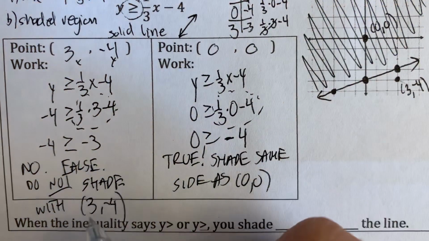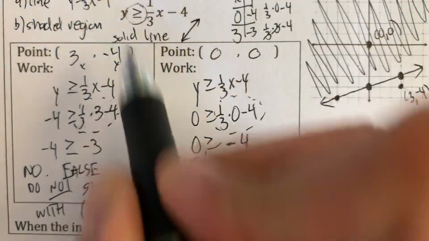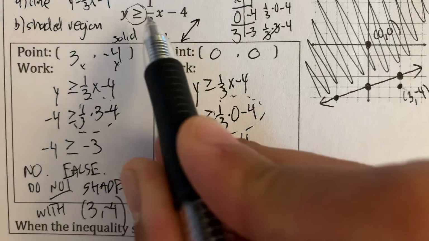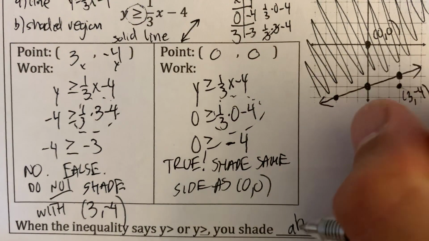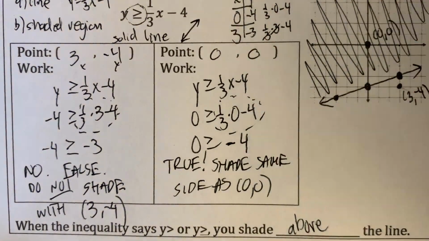And when the inequality says y is greater than, or y is greater than or equal to, a little shortcut is you shade above the line, just like we did here.